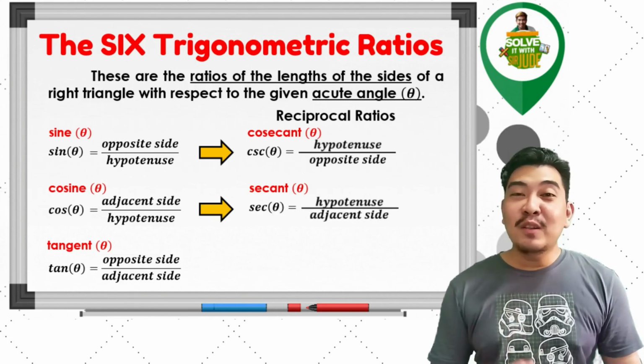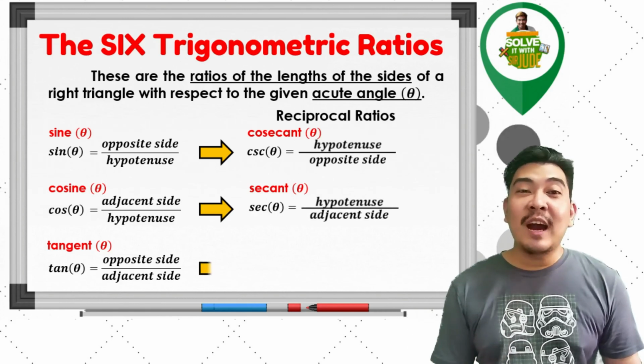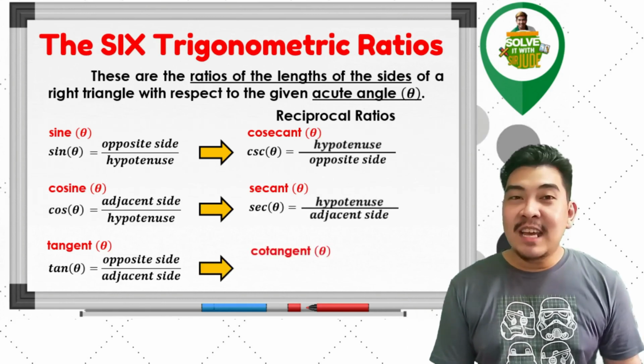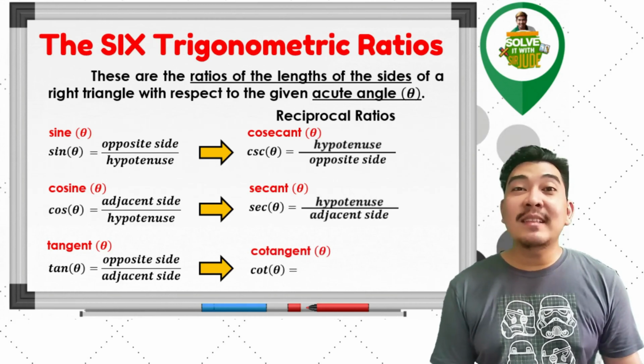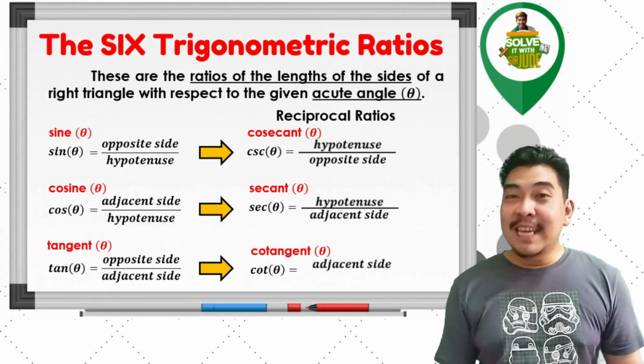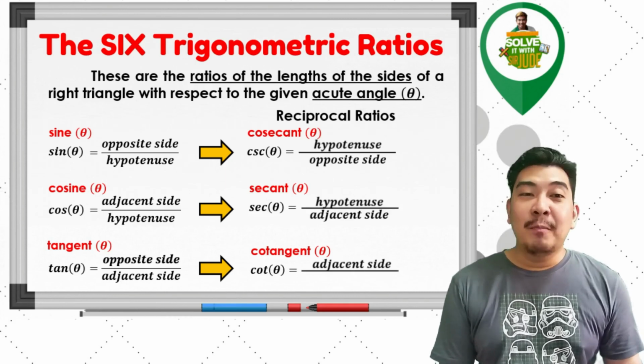And then the last one, of course, tangent. The reciprocal is cotangent theta. Cotangent theta can be shortened as cot theta. Cot theta stands for the ratio adjacent side over the opposite side.